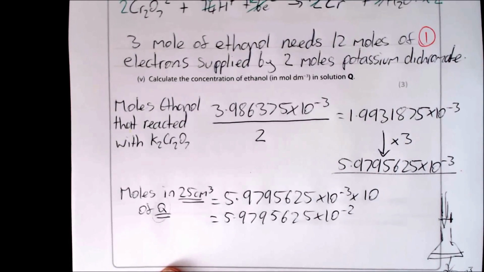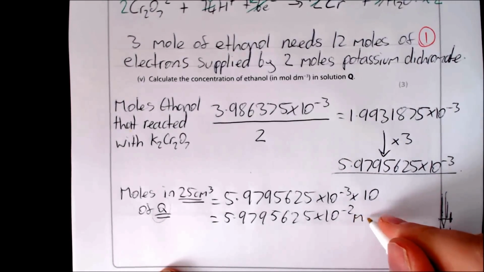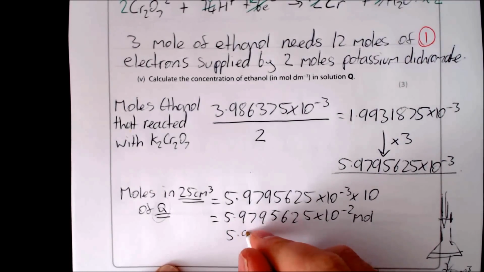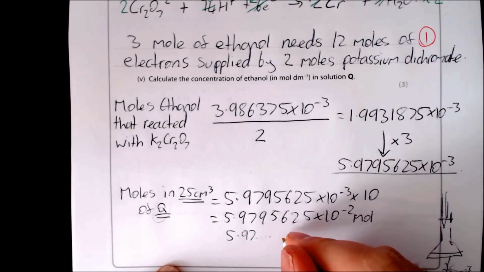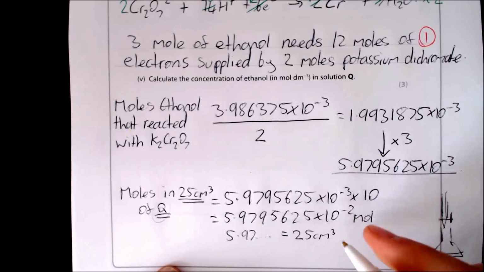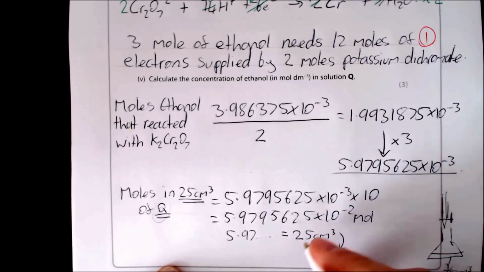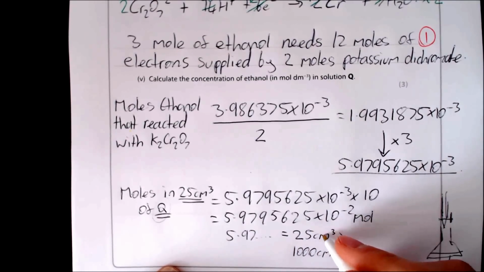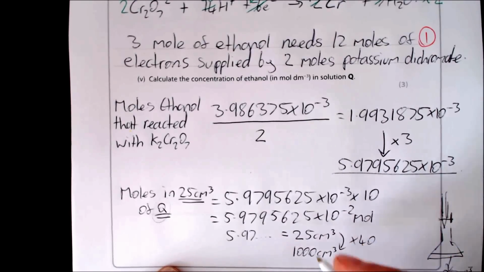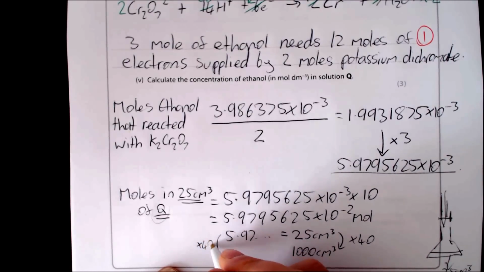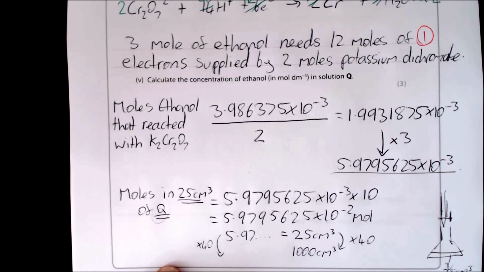Then all we have to do is work out the concentration. So that's moles, and this is relatively straightforward. Let's write this down here: 5.97 and so on. Effectively, this is in 25 centimeters cubed, because that was the original solution. That's no good, we need to work it out in a decimeter cubed. A decimeter cubed is 1,000 centimeters cubed, so to get from here to here, we have to multiply that by 40. So we take this number here, which I've just paraphrased, and we're going to multiply that by 40.